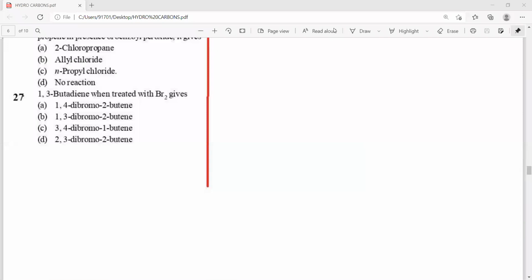Let's see, dear students, 27th question. This 27th question is buta-1,3-diene, CH2=CH-CH=CH2. This is buta-1,3-diene. Here we are adding bromine. Then what is the product? So this is a conjugated diene.